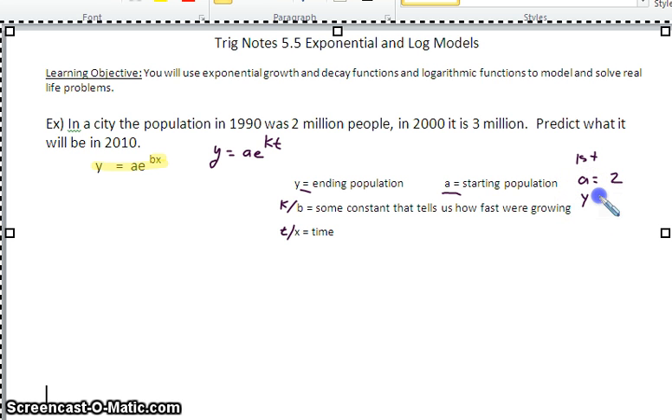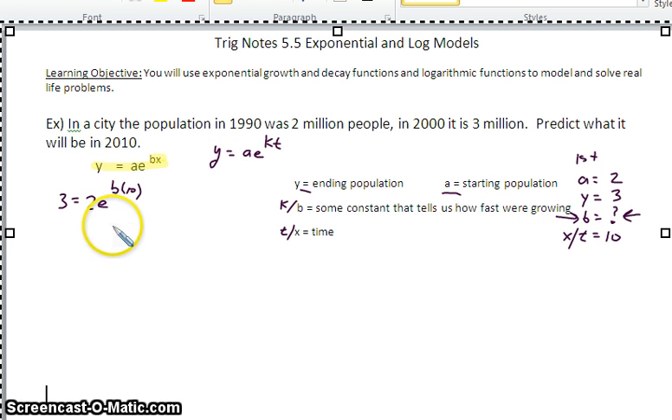My ending population, which is y, is 3 million. My k, which is how fast my population is growing, I don't know, or my b, that's what I'm trying to find. And then my t is what is the time it takes to go from 2 million to 3 million. Well, from 1990 to 2000, that's 10 years. So plugging this information into my formula, I can find b first. That's what I want to know. So y, 3, equals a, 2, e is e, b is b, because I don't know it, and x or t is time. So I guess I kind of use a combination of both of these. We could say this is x or t.